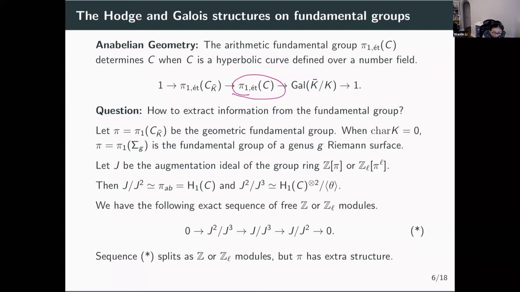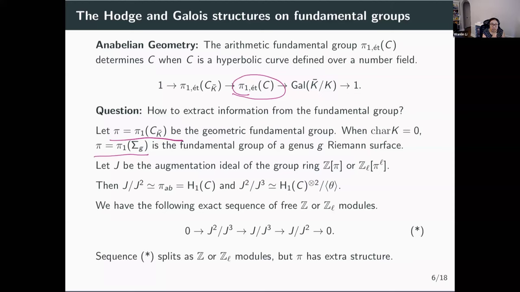So what we do is, first of all, let pi be the geometric fundamental group of my curve. If the characteristic of the field k is zero, we can think about C over k bar as a Riemann surface. So the geometric fundamental group in this case is just the fundamental group of a genus g Riemann surface. So it's a surface group. We've learned in topology that it can be generated by A1, B1, A2, B2, and so on, modulo one relation that is a product of commutators. You draw a polygon and yeah. So we kind of know what this fundamental group looks like.